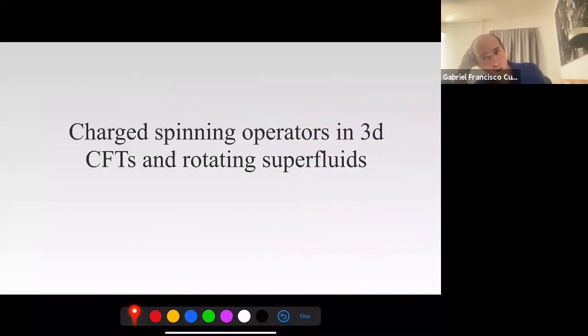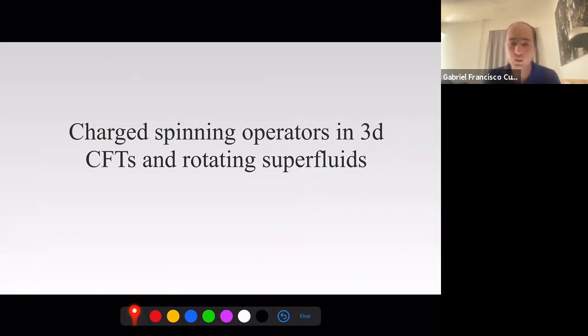So since I started with large spin, it seems natural to me to ask, what about spinning operators at large charge? Now this regime should connect with the Alday-Maldacena regime I mentioned at the beginning. And this will be some old works and also some new work.